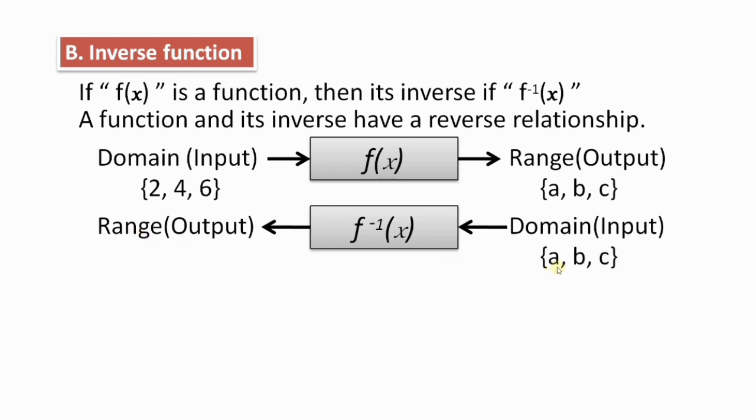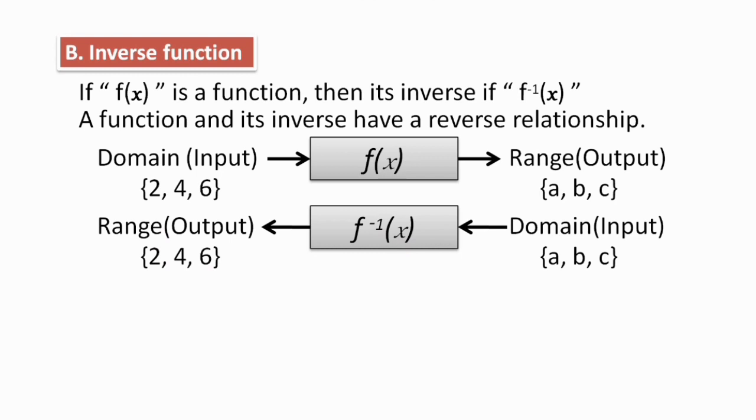So the A, B, and C, which were the range for the original function, will now be used as the domain for the inverse function, and will produce 2, 4, and 6 as now our new range, which is now the output value for the inverse function. So this is simply what an inverse function does.